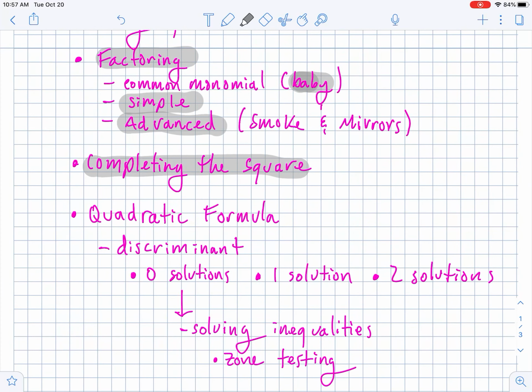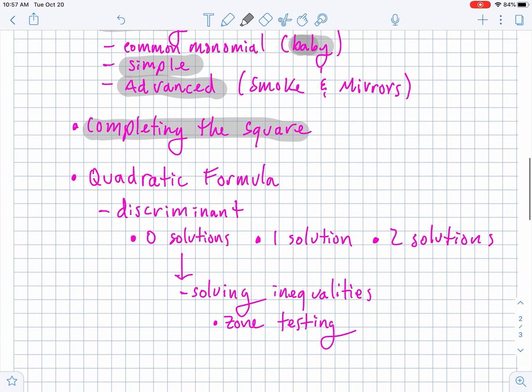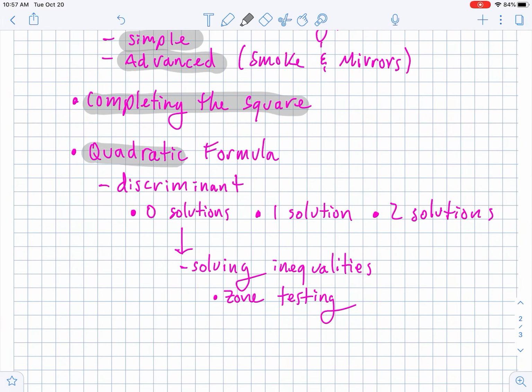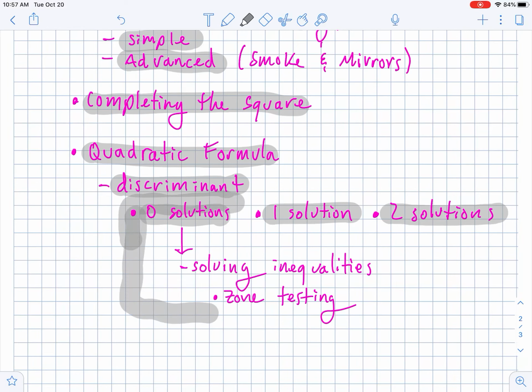You should also know how to complete the square, sing the song, half the middle coefficient squared, and then add it to both sides. That's the main thing there. Quadratic formula. You have multiple songs you can sing for that one. I would know what the discriminant is, and when it's negative, there are 0 solutions. When it's equal to 0, there's 1 solution, and when it's positive or greater than 0, there are 2 solutions.